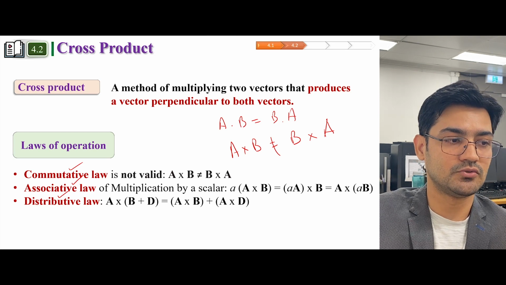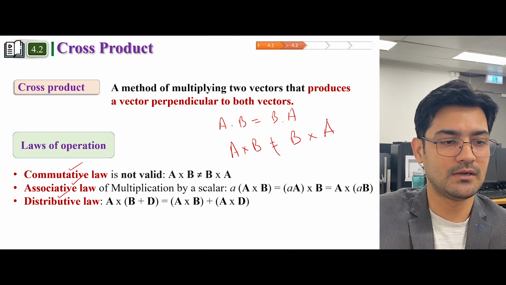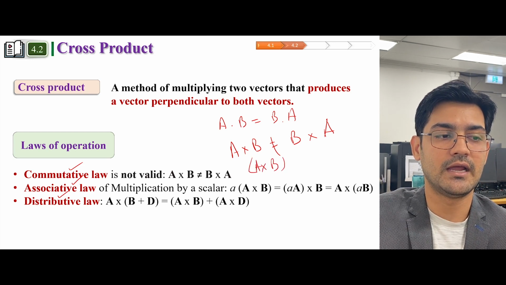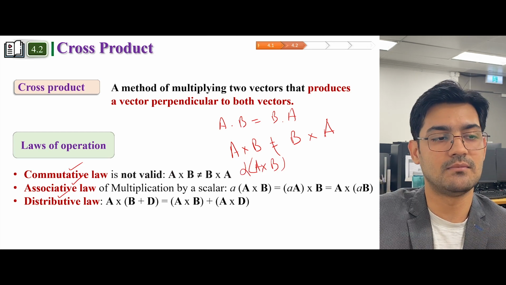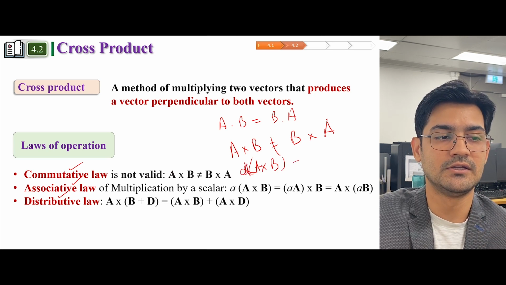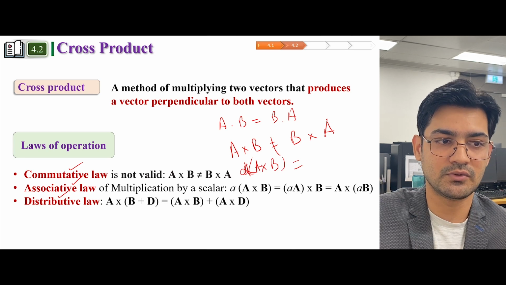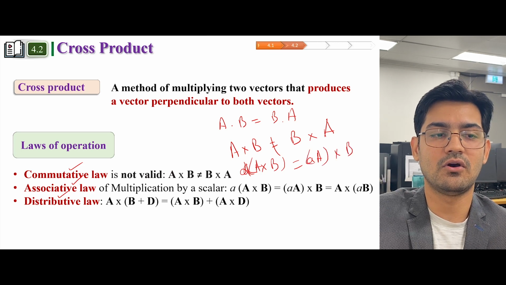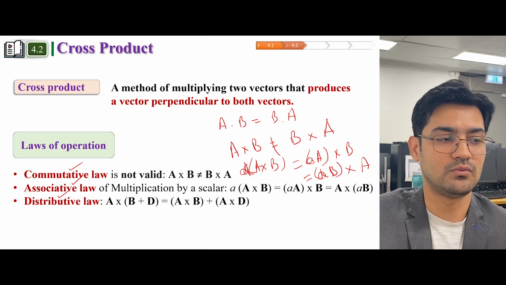Now, what is associative law? Associative law is simple, and it's also used in cross product as well. For example, you have A cross B vector and you want to multiply this by some scalar, let's just say it's alpha. You can either multiply that scalar with vector A and then do the cross product with B, or you can multiply that scalar with vector B and then do a cross product with vector A. The result would be similar.